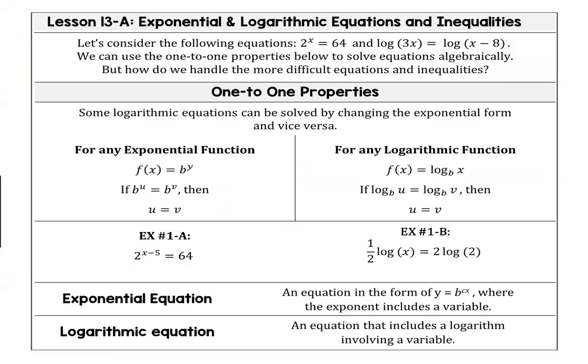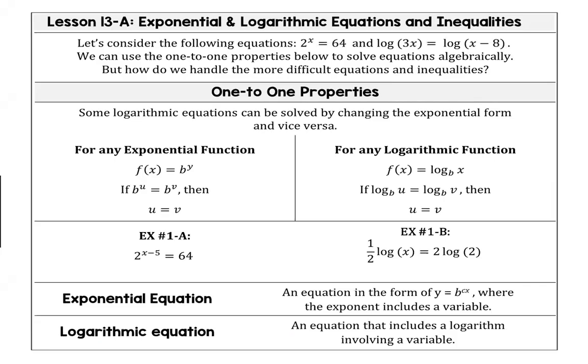Well, we can use the one-to-one properties. And the reason why we can use one-to-one properties is basically saying if my log bases are the same, then I can just solve the argument. So the arguments are equal to each other. If my exponential bases are the same, then I can just set the powers equal to each other and solve like I would normally do in an Algebra 2 or Algebra 1 class.